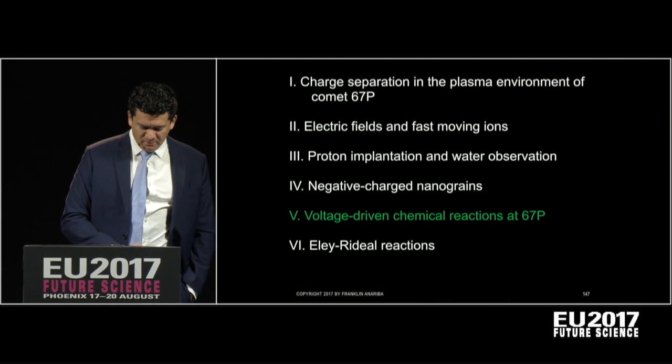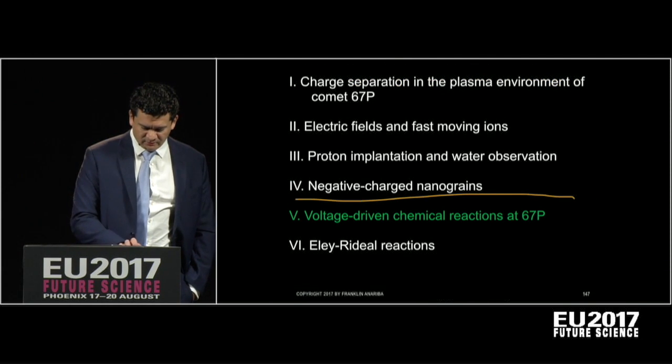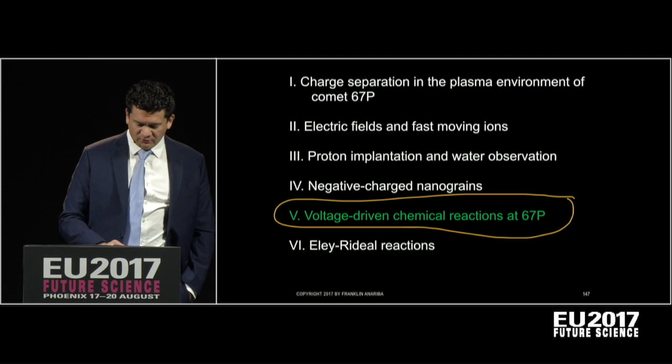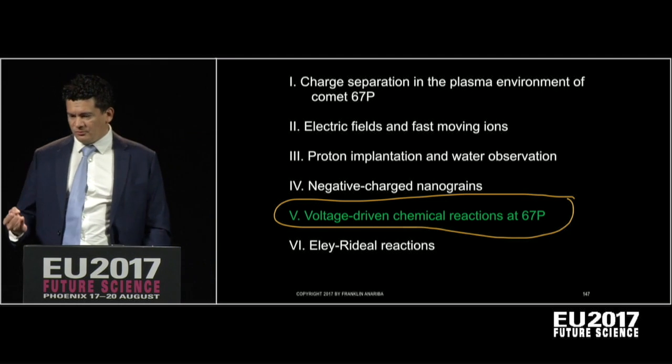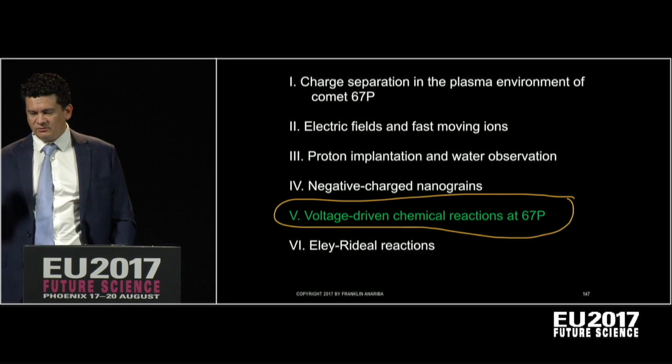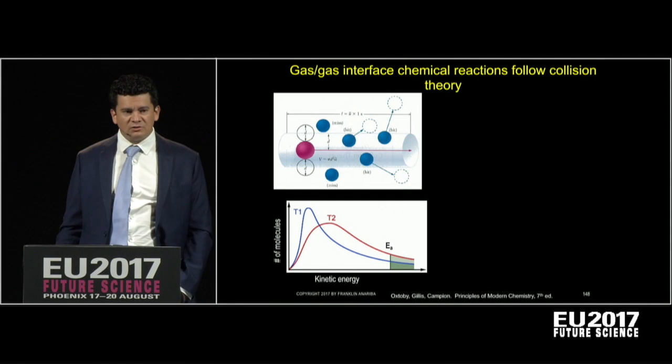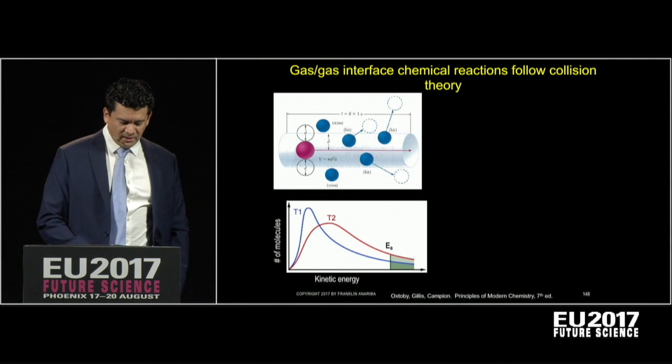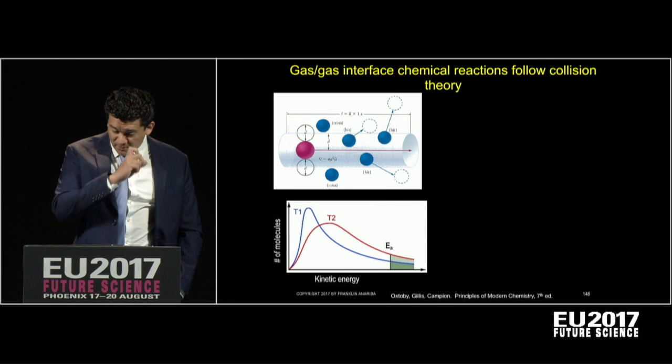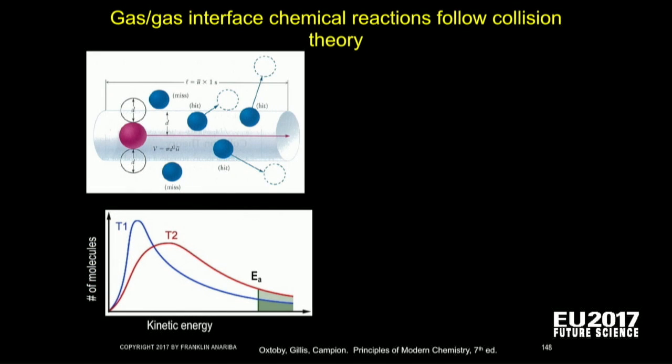All right, so let me move to something more interesting, voltage-driven chemical reactions. So I set up the table. I show you, for instance, that we have charge separation and electric fields which are present, accelerating electrons and positive charge. So what happens when we have all this together? Well, you're going to have collisions. Let me briefly show you what kind of collision model you're going to have. You're going to have either gas-gas collisions or gas-surface collisions. And that's what we see.